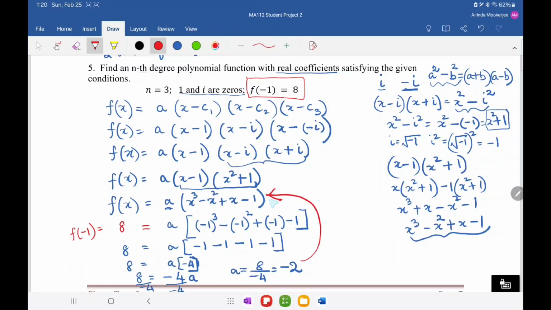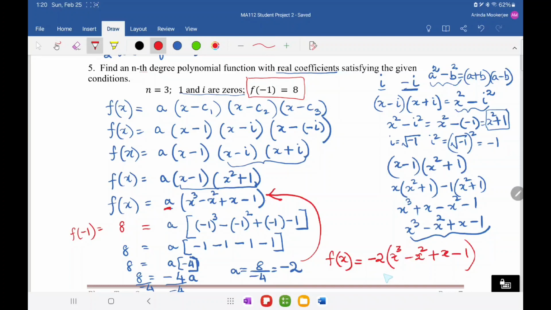All right, this is the form we need. We need to see the polynomial in terms of x. So my final answer is going to be f of x equals, plug in negative 2 into a. So negative 2 times x cubed minus x squared plus x minus 1. And that's it. We have completed working out the polynomial using these given conditions.